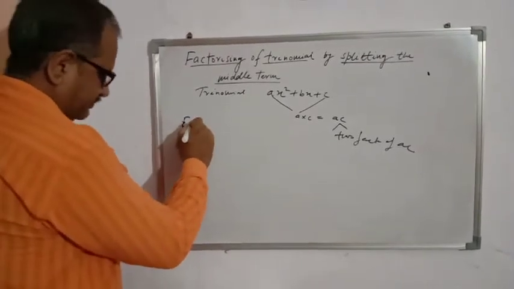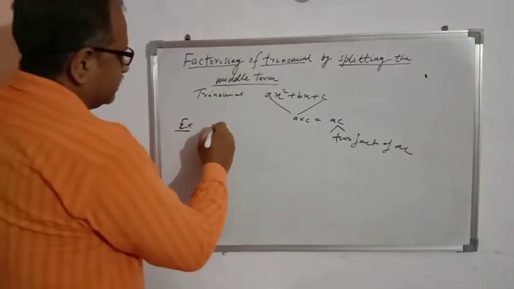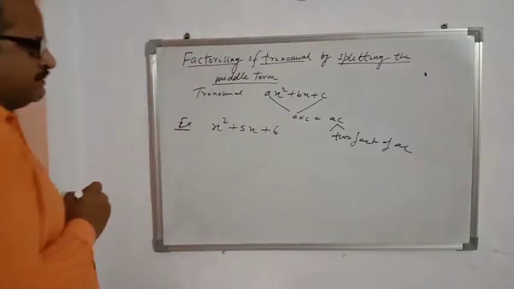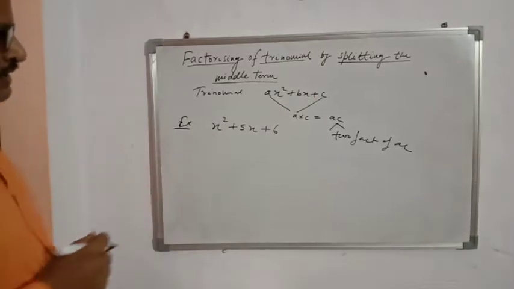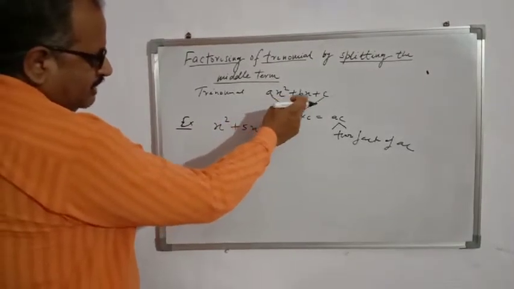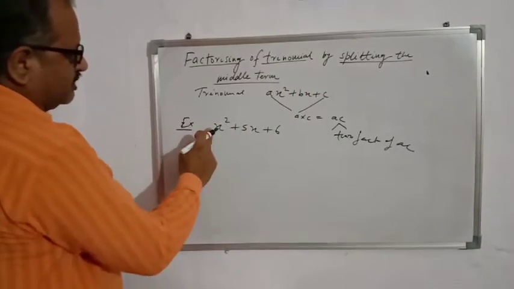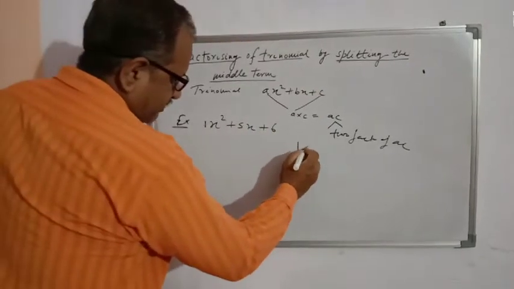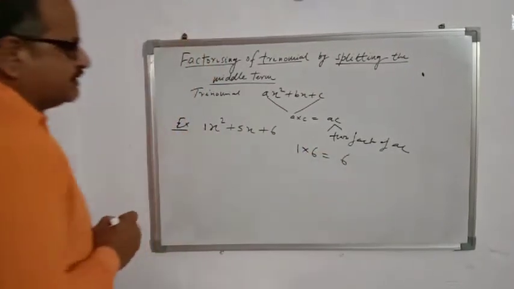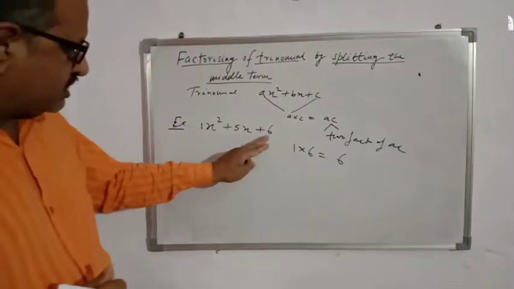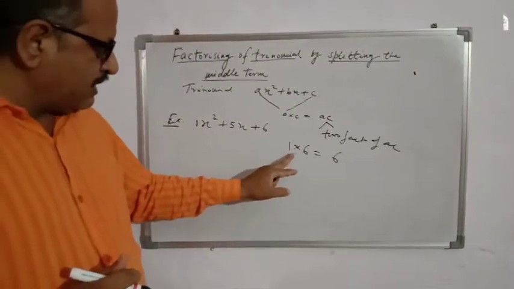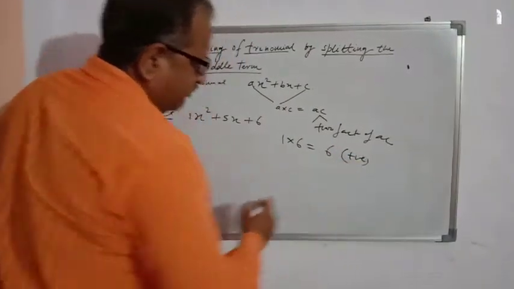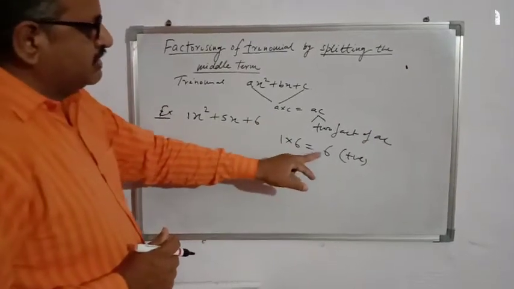See one example: x square plus 5x plus 6. We have to factorize it. Compare with ax square plus bx plus c. The coefficient of x square is 1 and the constant term c is 6. We multiply 1 into 6, it will come 6. 6 means positive. We are getting the product ac, 1 into 6, is positive.